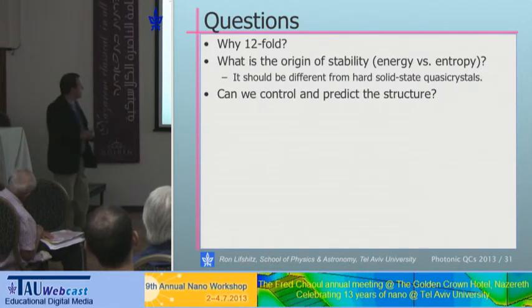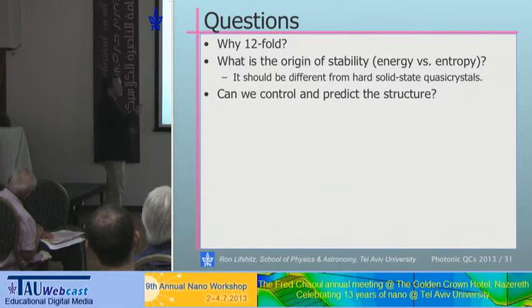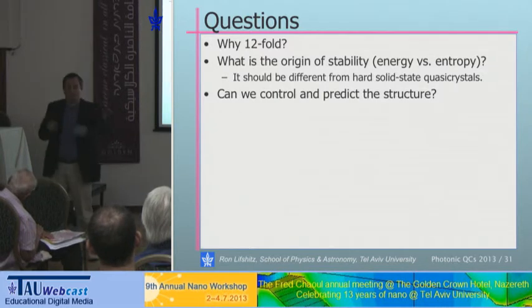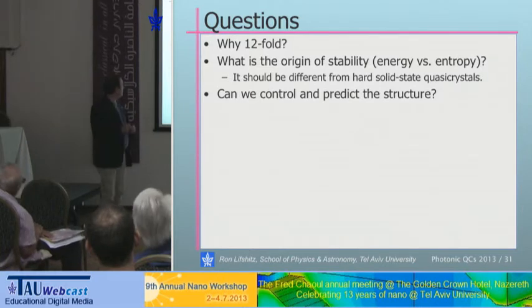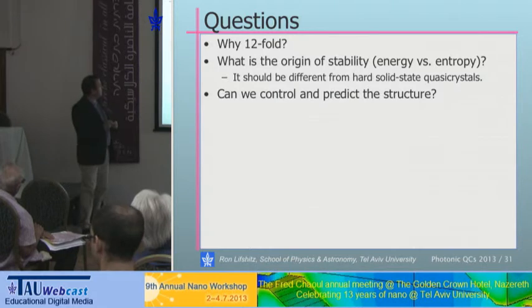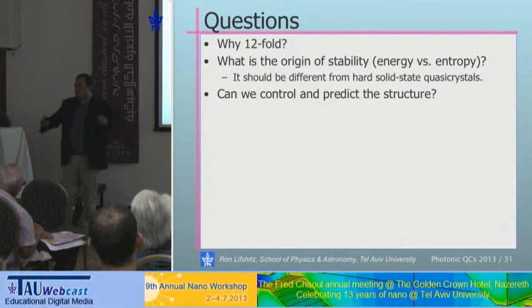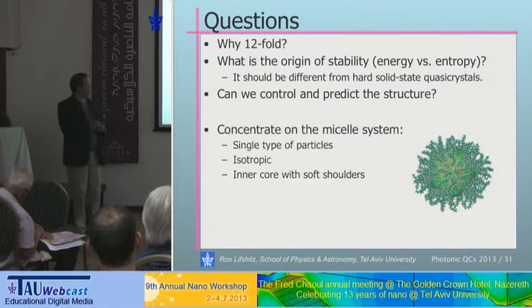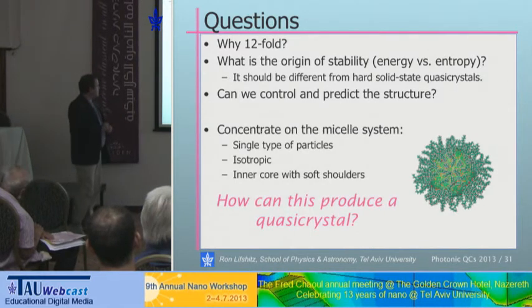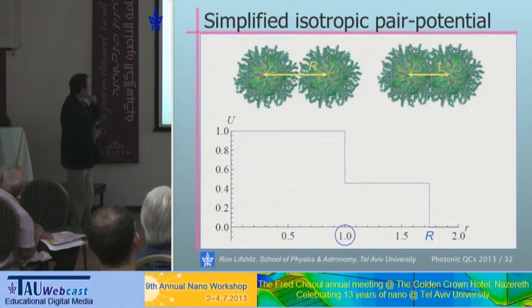So we were very intrigued by this. First of all, the immediate question that comes up is, why are all of these 12-fold symmetric? In the solid state, in the metallic alloys, the symmetries that we usually see are 5-fold and 10-fold. We very rarely see 12-fold, and here we see 12-fold. Once we understand this and the origin of stability of these, maybe we can actually control and predict the structures. Maybe we can synthesize these molecules to give us the structure that we want to make, and then maybe we can apply these to photonics and other applications. So, let me skip some of these details.